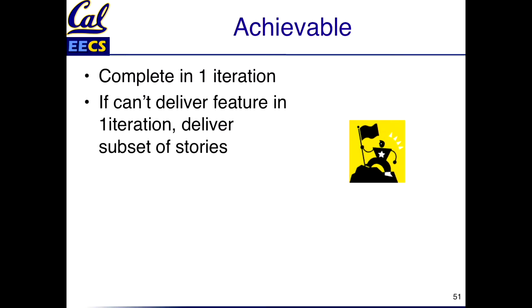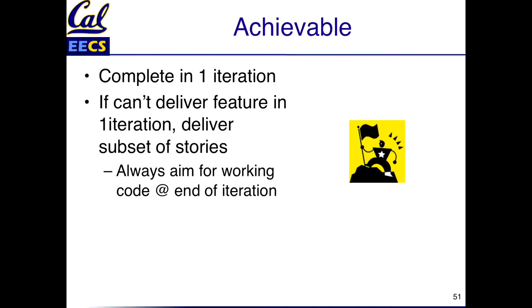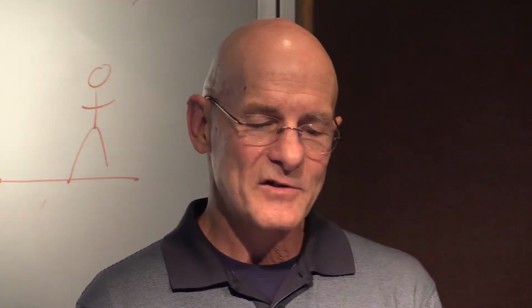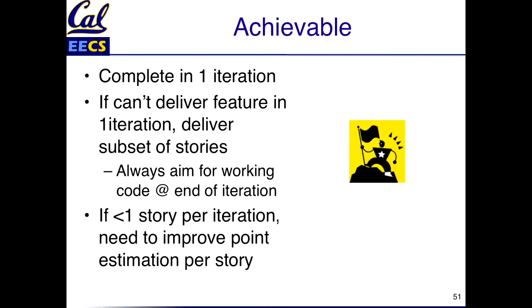How about achievable? What achievable means in Agile is completing it in a single iteration. Because if you can't do it in one iteration, you'll do a subset of stories. Remember the Agile premise is the prototype is always working at the end of an iteration, so you can show the demo to the customer. If you're getting less than 1 story per iteration, you've got to get better at making your estimates of points. So you break them down.